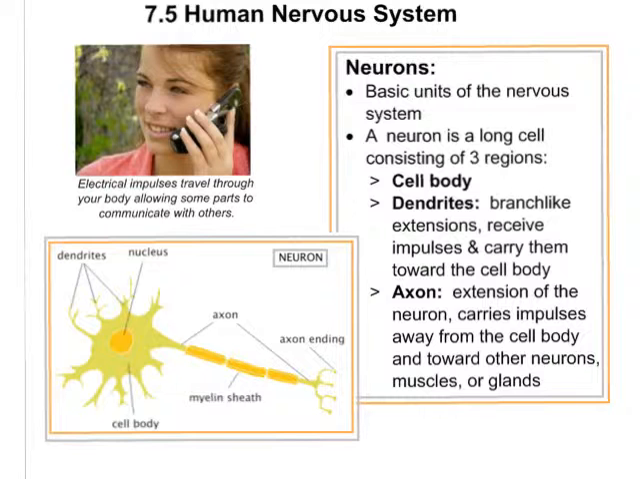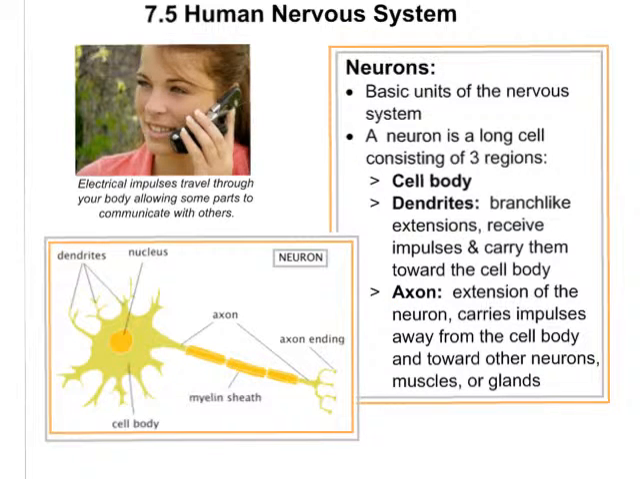And the basis of the nervous system is what we call a neuron. Neurons are the basic units. They are cells. They're very long cells. And here's a picture of one of these neurons, one of these cells. And it has three regions. There's the cell body right here. There's a nucleus. And then there are dendrites.